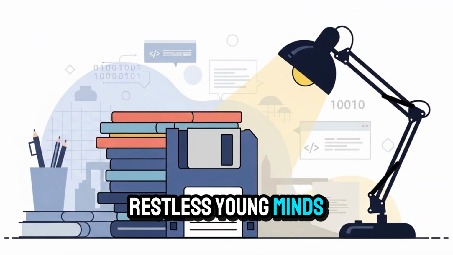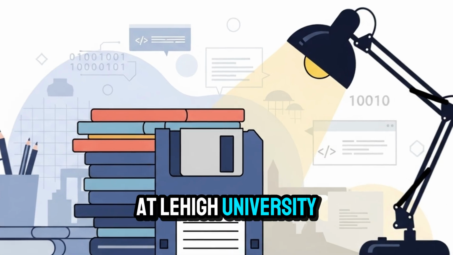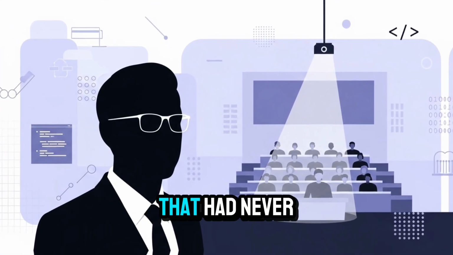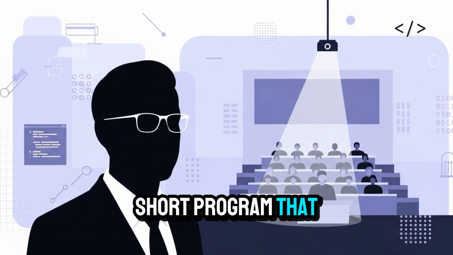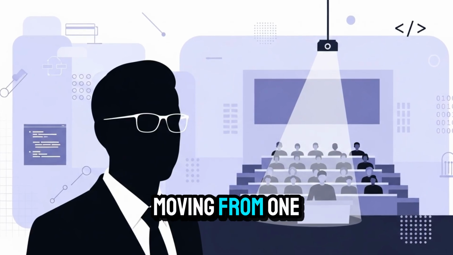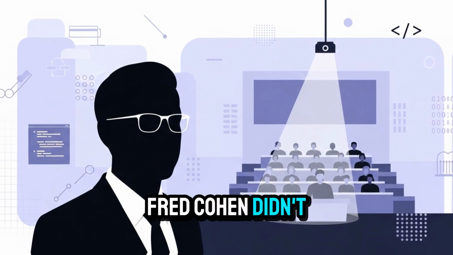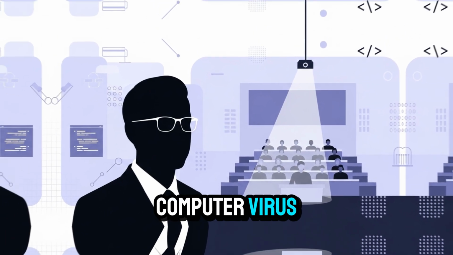by restless young minds. And in 1983, at a seminar at Lehigh University, a graduate student named Fred Cohen introduced a concept that had never been publicly defined before. He wrote a short program that could replicate itself, moving from one file to another, one computer to another, without needing permission. Fred Cohen didn't just demonstrate code, he gave it a name. He called it a computer virus.